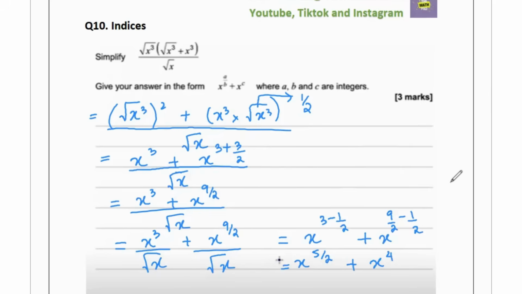And this matches with the format given in the question as well, where they wanted the answer in terms of x to the power of a over b plus x to the power of c, where a, b, and c all are integers.